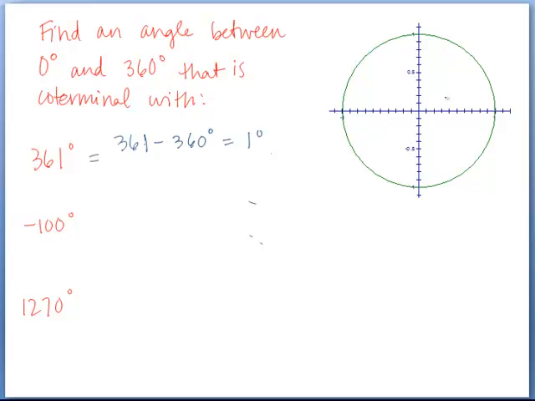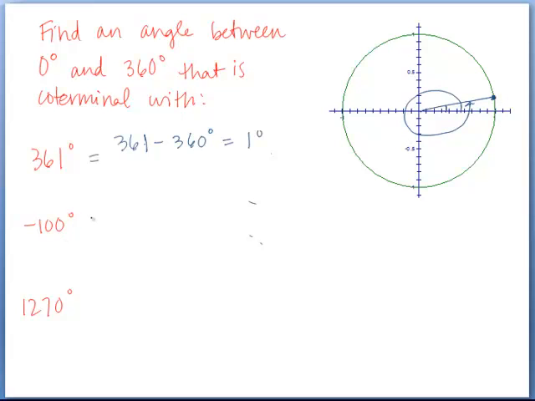So a 1 degree angle, and a 361 degree angle, which would be a full rotation plus 1 degree, are both coterminal. They would land in the same location.